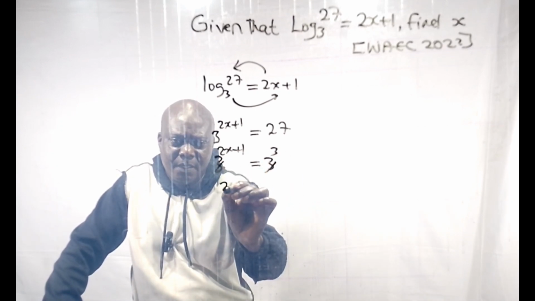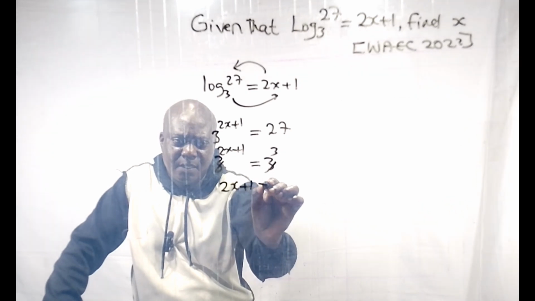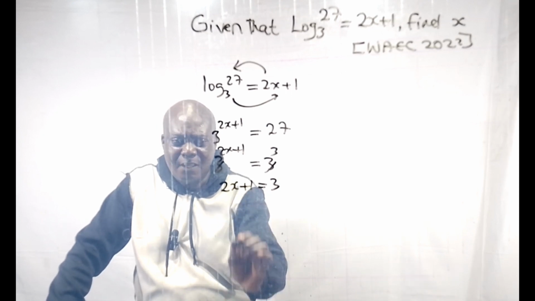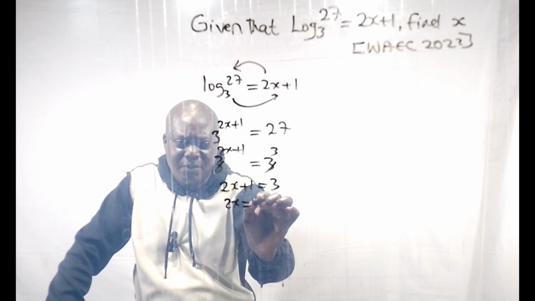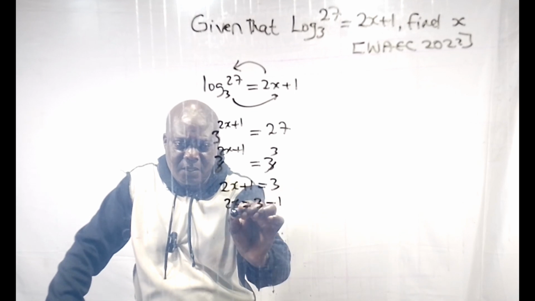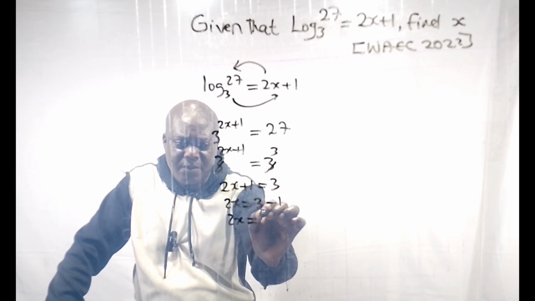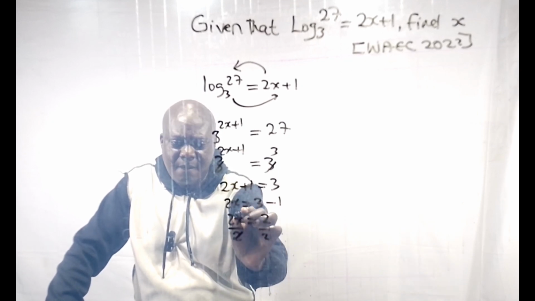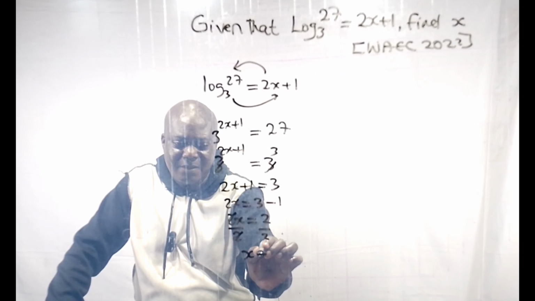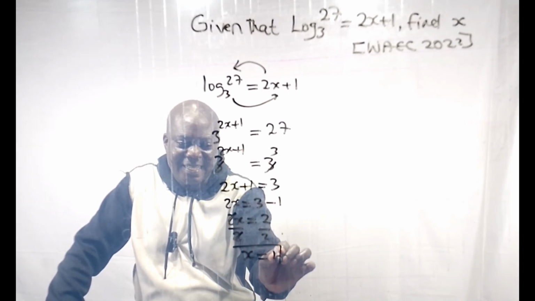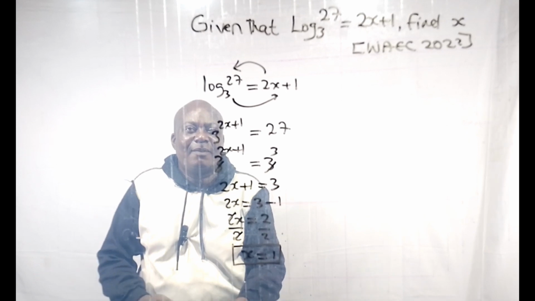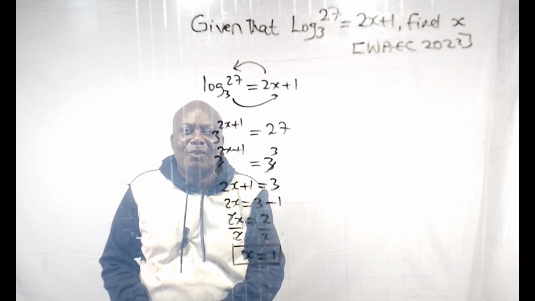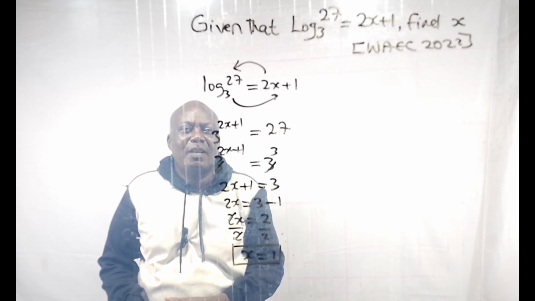The power here will become 2x plus 1 equals 3. It has now become a simple linear equation. So 2x will be equal to 3 minus 1, so 2x will be equal to 2. Divide by 2. So x now will be equal to 1. So the value of x in log 27 to base 3 equals 2x plus 1 is 1.